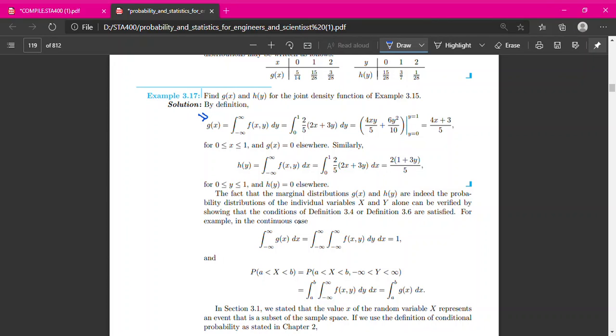Okay, plus 3Y here. So, integrate terhadap Y will be 3Y square divided by 2 multiply dengan 2/5. You akan dapat 6Y square divided by 10. Then, replace Y with 1 and 0. Here, replacekan Y. Sebab you integrate terhadap Y. Replace Y. So, bila replace Y, kat sini akan tinggal 4X over 5 plus 6 multiply dengan 1 plus 6 over 10. So, it will be 3/5. So, this is the marginal function untuk X.